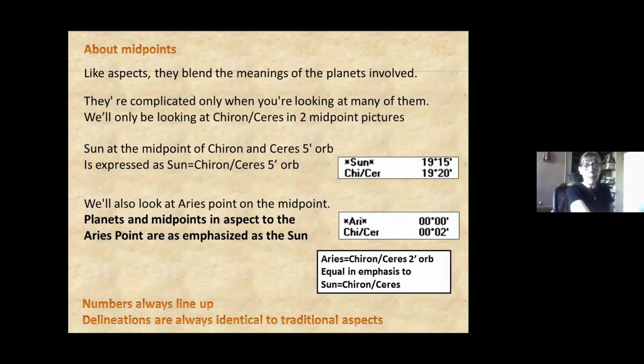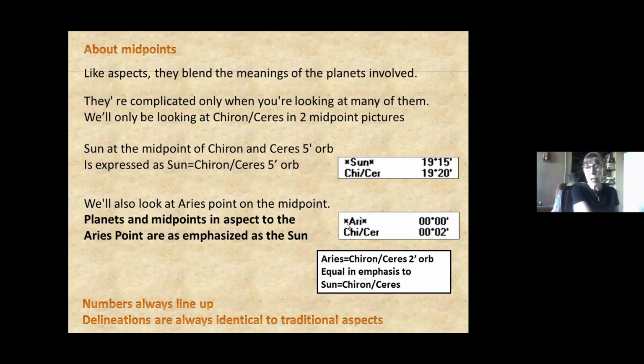Now, a word about midpoints. Midpoints are exactly like aspects. They blend the meanings of the planets involved. They're complicated only when you're looking at a lot of different midpoints, but we're not going to be. We're going to be looking at Ceres Chiron, first of all, and that's all. And we're going to be looking at it in 2 midpoint pictures. One is the Sun at the midpoint of Ceres Chiron, and this is what it looks like. In this particular situation, it's a 5-minute orb. And it's expressed as Sun equals Ceres Chiron, 5 minutes orb. The other point we're going to be looking at is the Aries point.